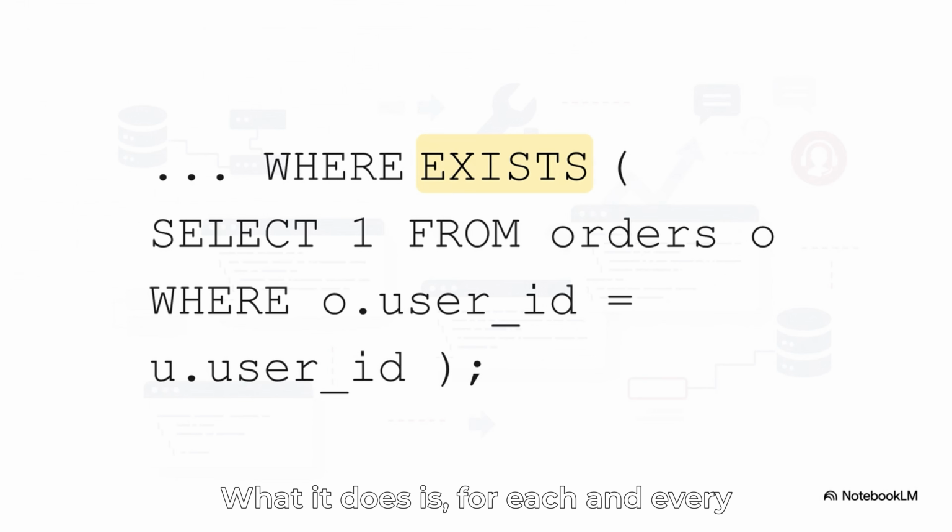What it does is, for each and every user in the users table, the subquery quickly peeks into the orders table to see if a matching record exists. If it finds one, just one is enough, that user is included in our final results. It's a super clean and fast way to identify your active customer base.